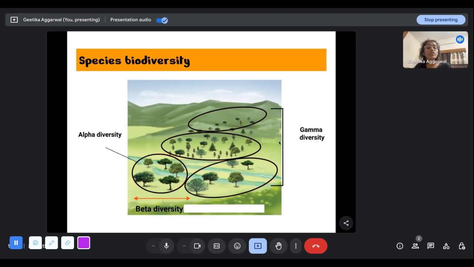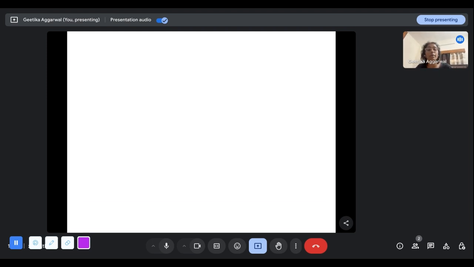And if you're looking at a large area and you're looking at the species diversity of that large area, or you're comparing multiple smaller areas for their species diversity, that is called gamma diversity.